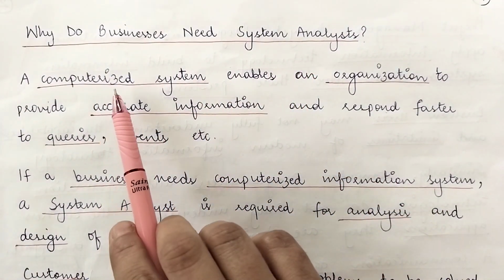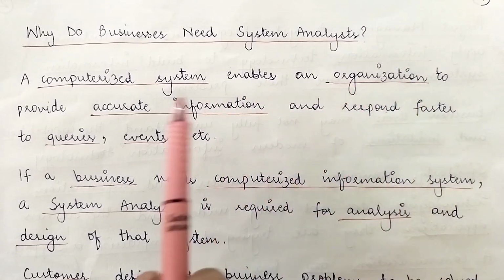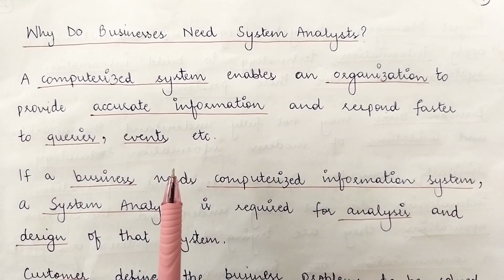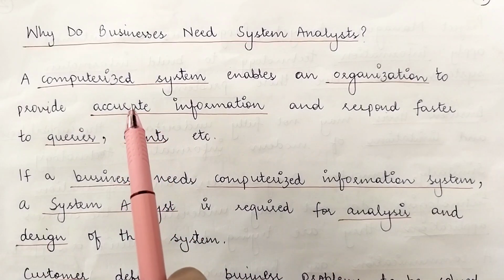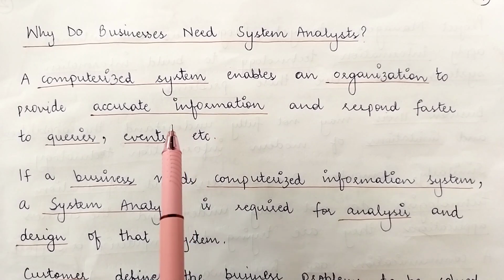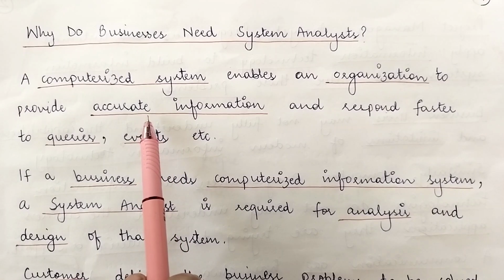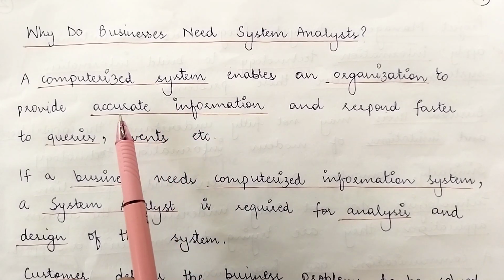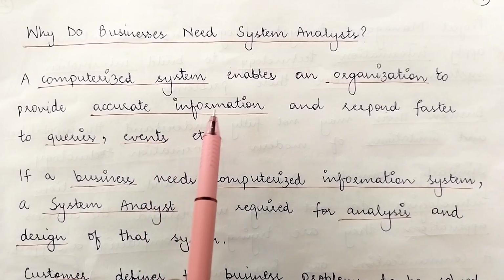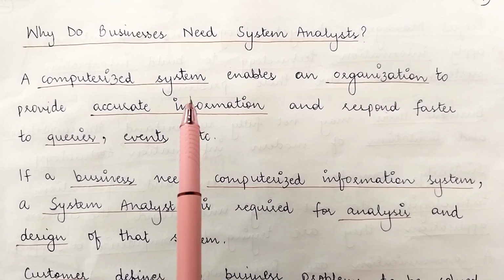first place. A computerized system enables an organization to provide accurate information and respond faster to queries and events, etc. Obviously, as compared to a manual system, computerized systems would provide much more accurate information. Human beings in a manual system can commit errors because humans are prone to errors. But no computer would give you inaccurate or erroneous information. So one thing you can guarantee in a computerized system is that the information would be accurate. Also, computers would respond faster to any queries or events as compared to humans. So for that reason, computerized systems are preferred over manual systems.